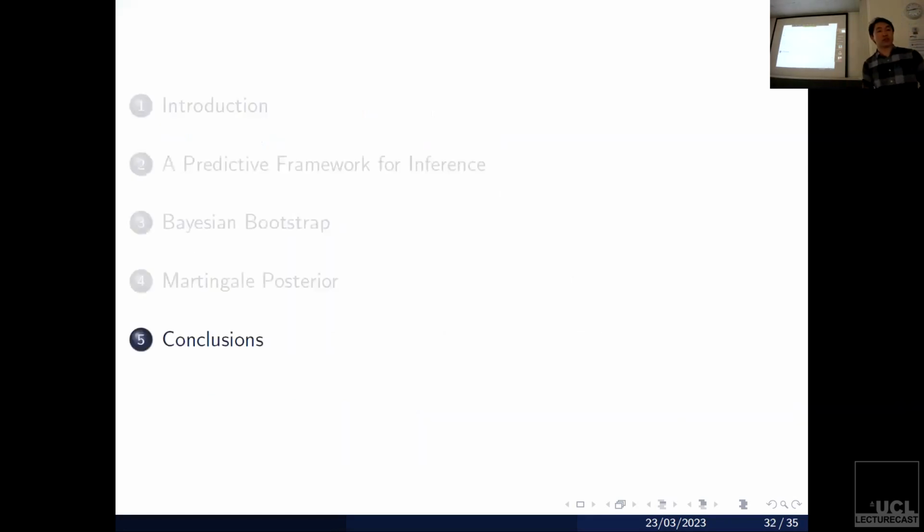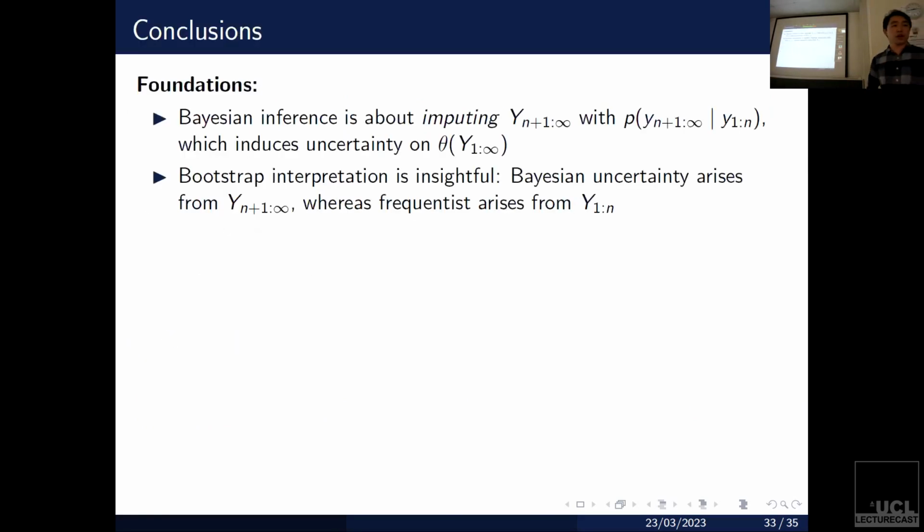Okay, so now that I've introduced the work and gone through some of the body, I'm going to discuss some of the conclusions. From this paper, we've introduced this new type of thinking, this foundational type of thinking, where we argue that Bayesian inference is fundamentally about imputing y=1 to infinity. Even if you want to use your likelihood and prior, we argue that what you're actually doing is considering what different y=1 to infinity populations can be, and reasoning about the uncertainty on those.